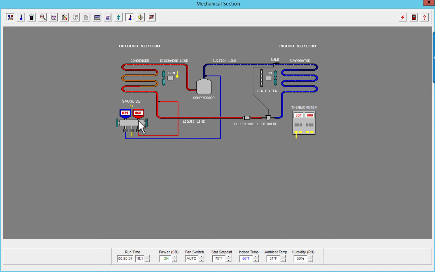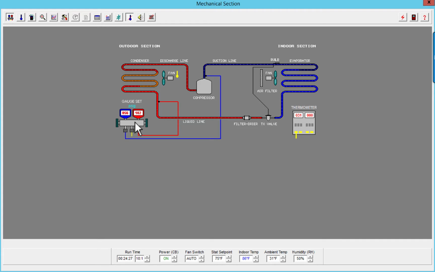The other thing we have to be aware of is that my high side temperature is now down to 60 degrees, because it likes being around 30 degrees above ambient temperature. So my whole pressures have now dropped. As pressures drop, my compressor becomes less efficient.